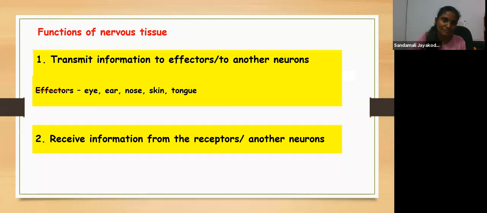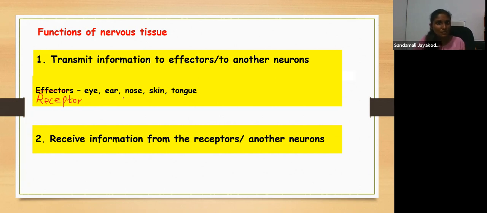Here these are not effectors. It should be receptors. It should be under the second part. It's a mistake. They are receptors. We know that there are 6 receptors. We have eye, ear, nose, skin, and tongue. These are the receptors.